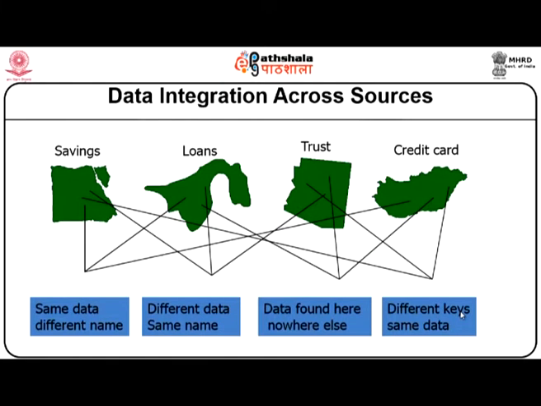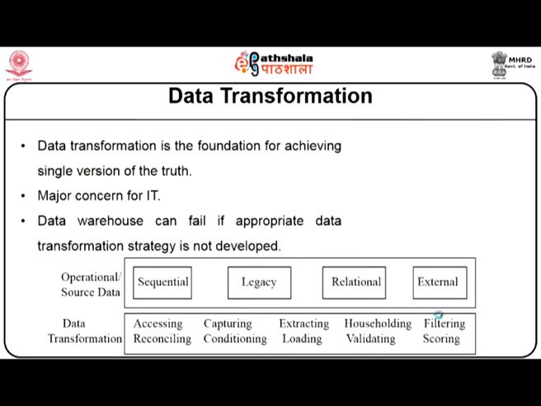And from the definition of data warehouse, we have introduced a property called integration. Integration is supposed to be collecting data from different sources and producing it in one specific format. Say for example, savings, loan, trust, credit card, or the different processes that I wish to do, that can have the same data with different names or different data with the same name, data found here nowhere else available, different keys on the same data. So, what I will be trying to integrate is, I will transform all the data into one similar format.